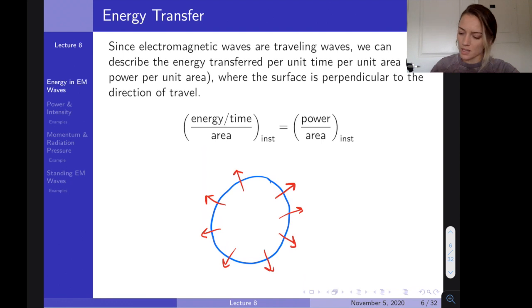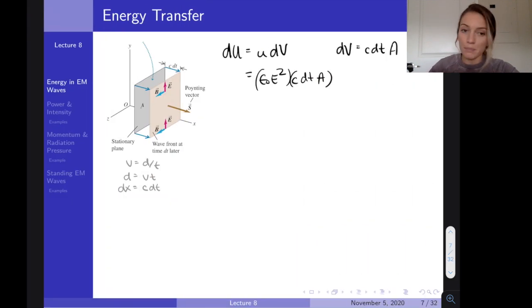And now remember we said here that we want the energy per unit time per unit area. So the energy per unit time would be du/dt, and then per unit area would just be another 1 over the area. So this will give us the energy per unit time per unit area. And luckily, it looks like we can end up with that.